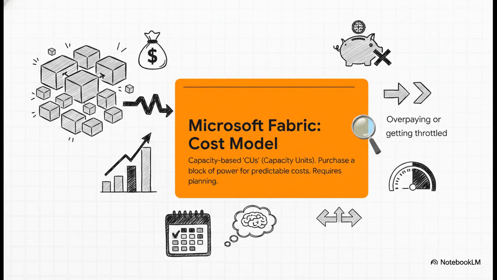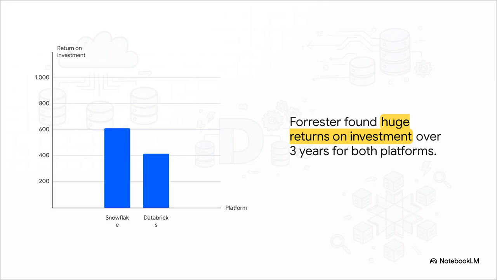Now, Fabric flips the script a little bit with a capacity-based model. You basically buy a reserved block of processing power, measured in capacity units. The huge plus here is cost predictability. You know exactly what your bill is going to be every month. The trade-off, of course, is that you have to plan that capacity pretty carefully so you're not overpaying or running out of juice.